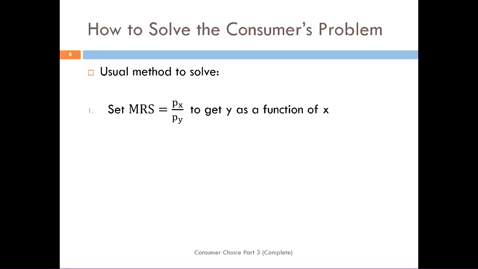Okay, the method is that 2 conditions have to be true. One, the marginal rate of substitution has to equal the relative price. Right? So set those equal and get one variable as a function of the other variable. What we mean by that is put one of the variables on the left-hand side and everything else on the right-hand side. So get y as a function of x, or get x as a function of y.